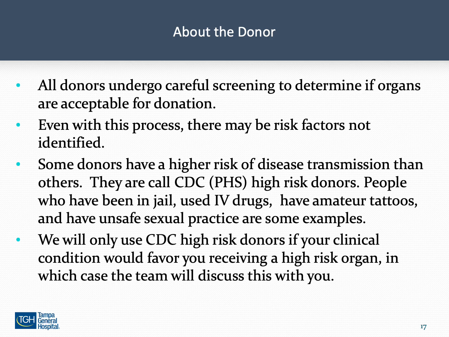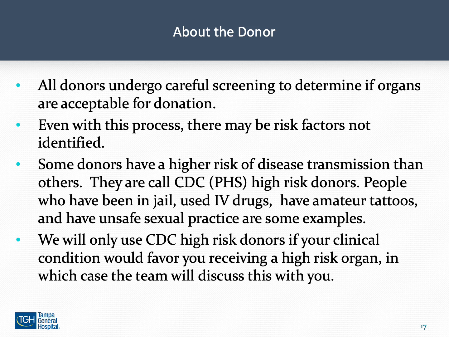About the donor. All donors undergo careful screening to determine if organs are acceptable for donation. Even with this process, there may be risk factors not identified. Some donors have a higher risk of disease transmission than others. They are called CDC, PHS, high-risk donors. People who have been in jail, used IV drugs, have amateur tattoos, and have unsafe sex practice are some examples.